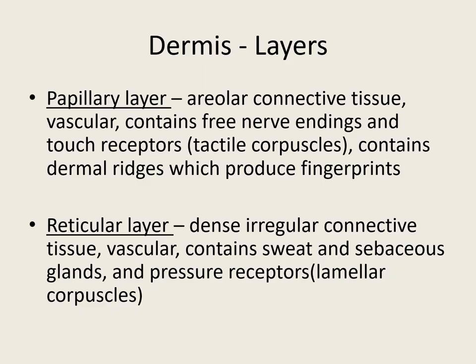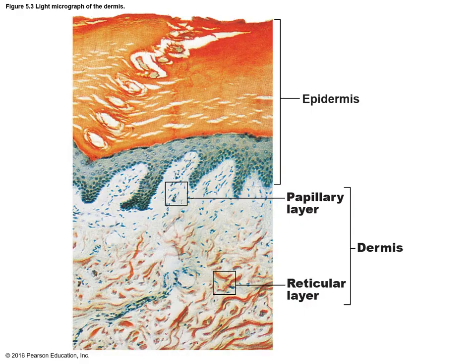It does contain what we call the dermal ridges. That's what produces your fingerprints, so it's genetically determined. The reticular layer is below or deep to the papillary layer. It's comprised of dense, irregular connective tissue. It also is very vascular. It contains sweat and sebaceous glands and some of the deeper pressure receptors, such as your lamellar corpuscles.